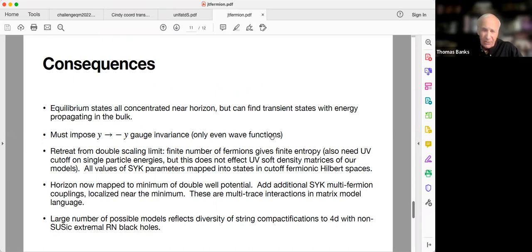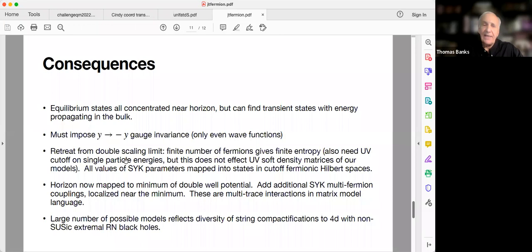There's a technical point compared to the use of the AKK map to study Minkowski space. We have to impose, just using the even wave functions of the upside down harmonic oscillator problem, that's an exact symmetry of the problem. You can think of this as a gauge restriction on the problem. It's not a problem. To get finite entropy, we have to retreat from the double scaling limit.